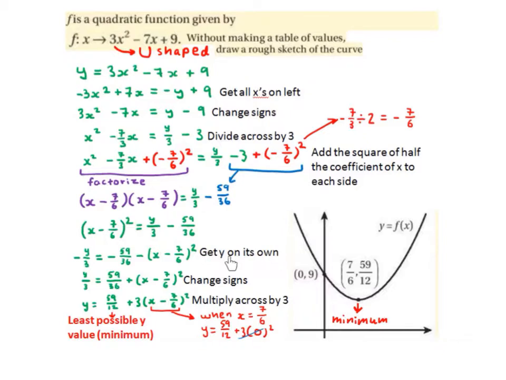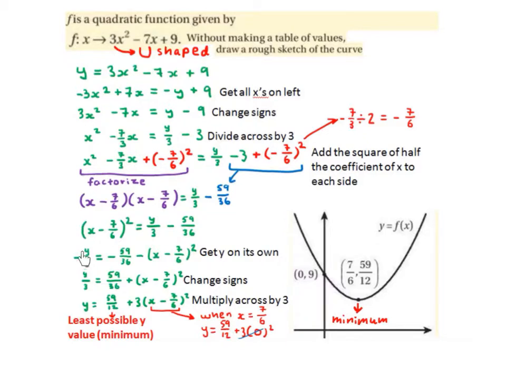Next we want to get y on its own. So y over 3 is going to come over the equal sign and become minus y over 3. x minus 7 over 6 squared comes over the equal sign and becomes minus x minus 7 over 6 squared. And the minus 59 over 36 stays on the right hand side, so that does not change sign.